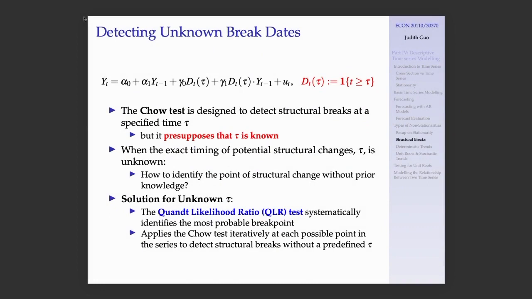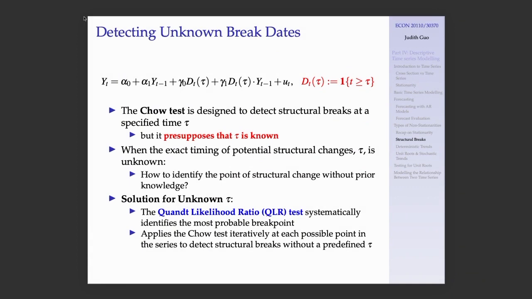So when the exact timing of the potential structural change, the value of tau, is unknown, we can no longer use the Chow test, because the Chow test requires a predefined value for tau. Then in this case, we would need to use a different approach to test for the unknown break dates.